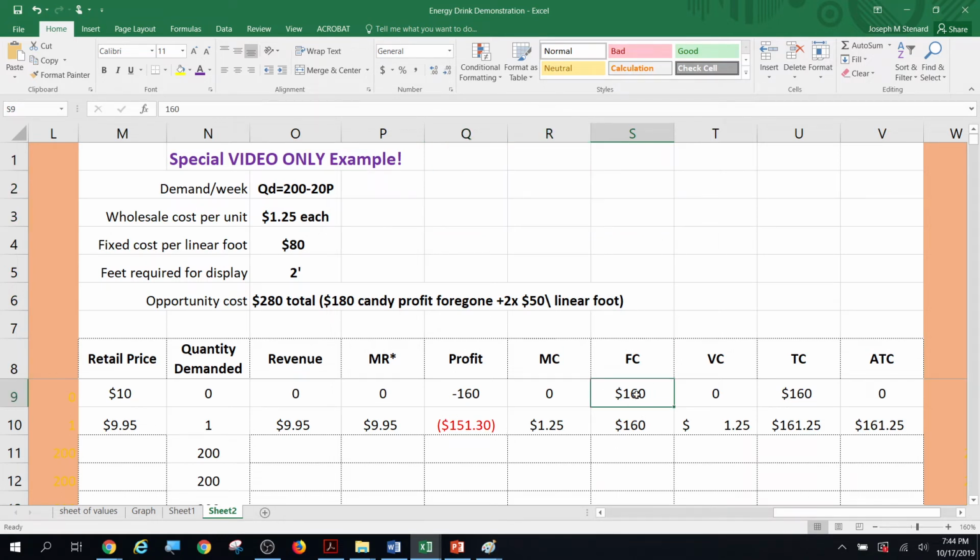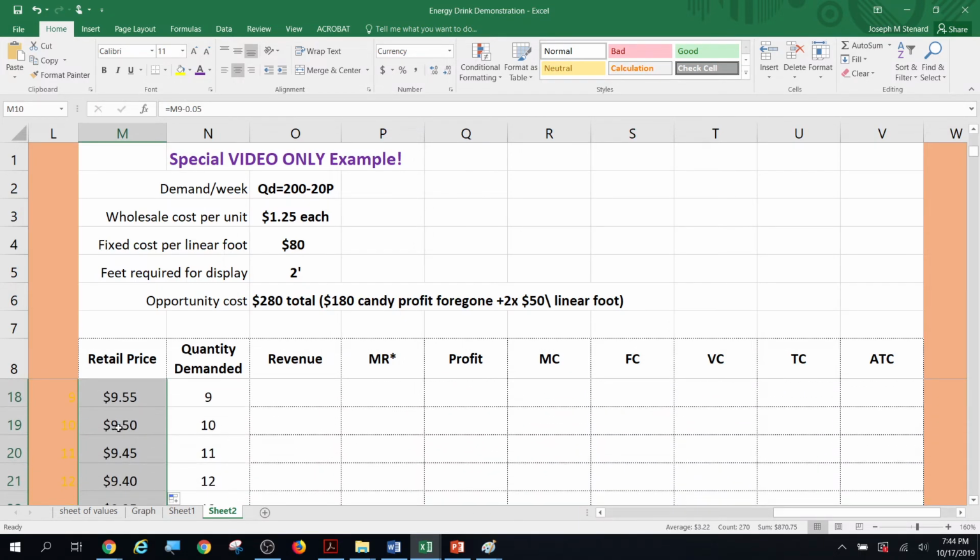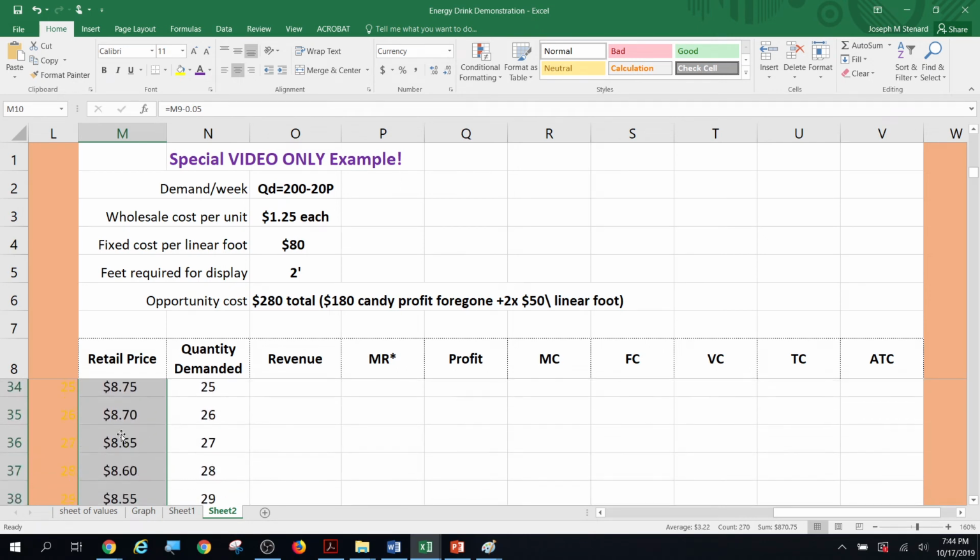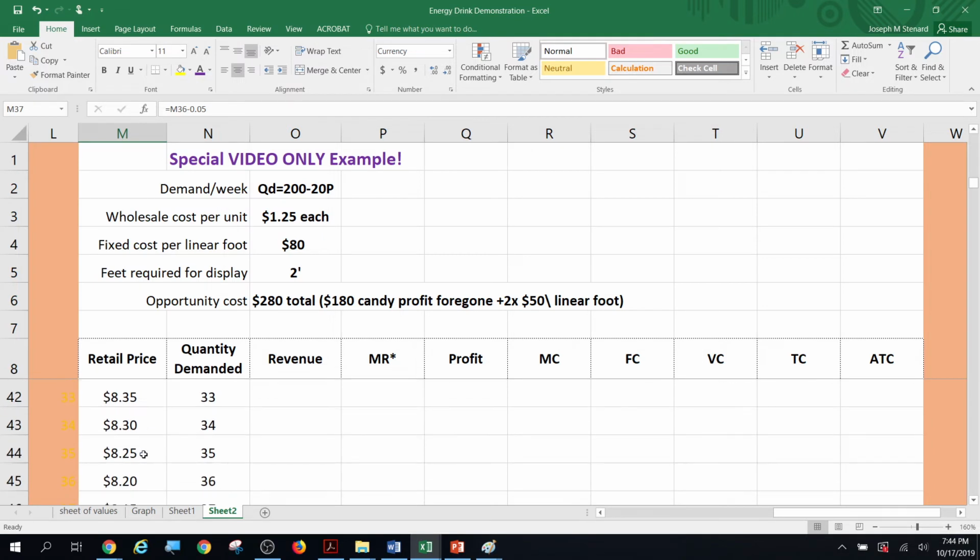So here for the fixed cost, we're going to change that to $280, and that's going to be the same all the way down. And then we're also going to see where we go from here. So let's take that and fill it in, and we see that what we're doing is dropping the price down by a nickel every time. And as we drop it by a nickel every time, we gain another customer. See, like at $8.10, we'll get 38 cans sold, but if we drop the price to $8.05, we'll sell 39 cans a week.